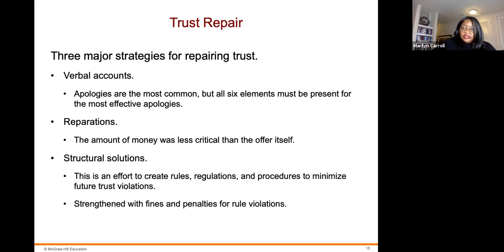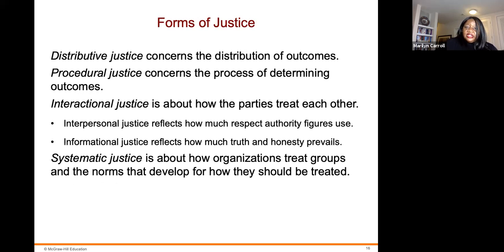So, trust repair. Now, there are three major strategies for repairing trust, okay? They're verbal accounts, of which apologies are the most common, but all six elements must be present for the most effective apologies. Reparations: the amount of money was less critical than the offer itself. And then structural solutions. This is an effort to create rules, regulations, and procedures to minimize future trust violations, and then strengthening them with fines and penalties for rule violations.